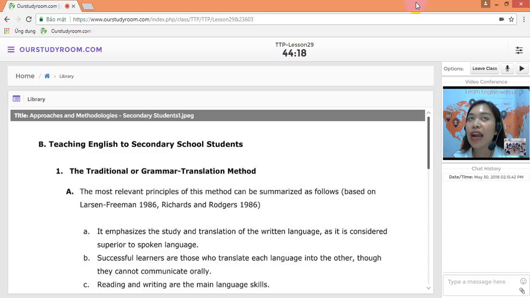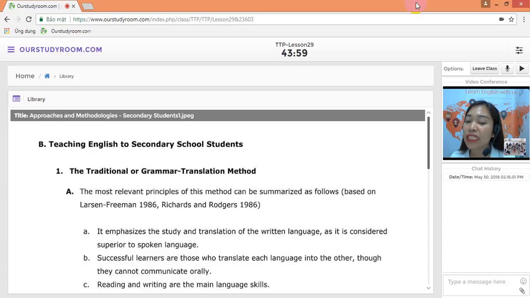Yes. So that is what I've noticed. Mostly, many students really know how to translate from one language to another, but they cannot communicate orally, or they cannot communicate very well.